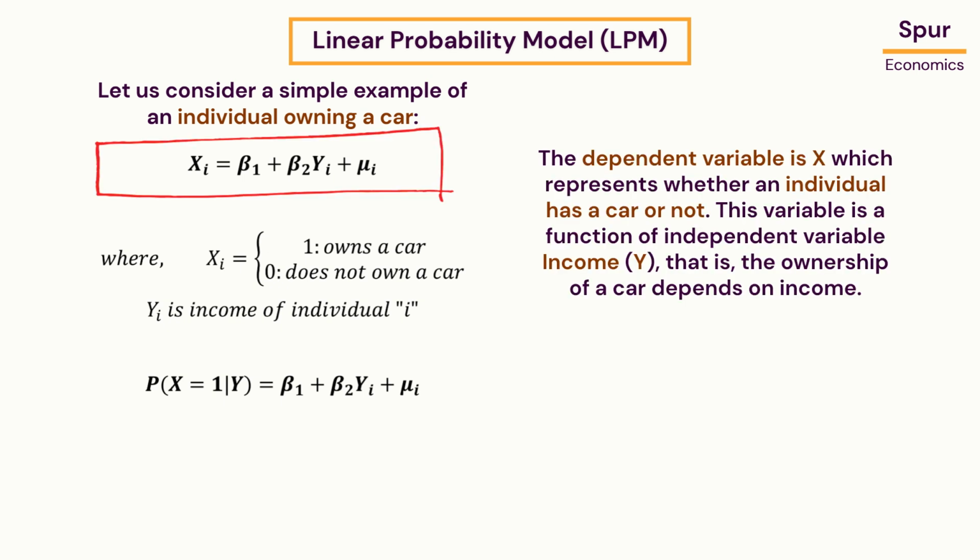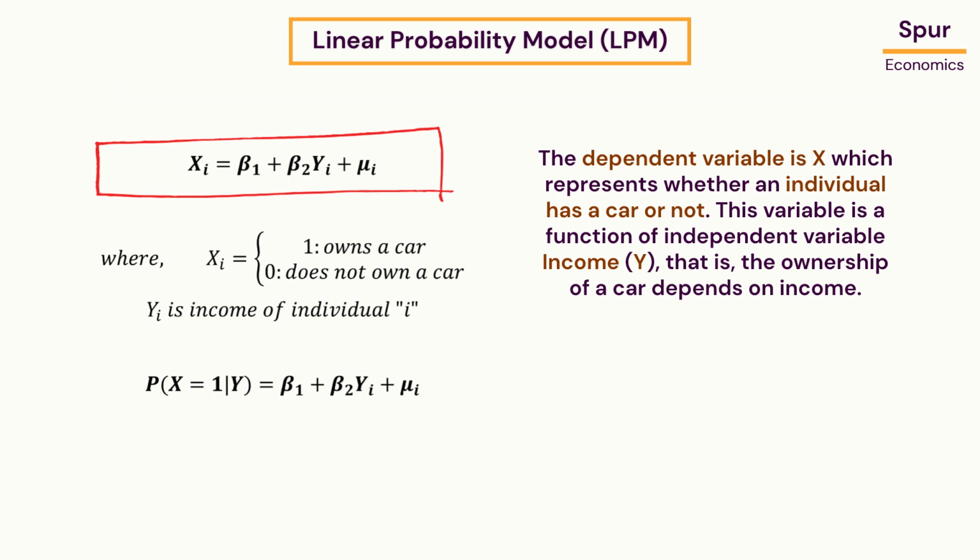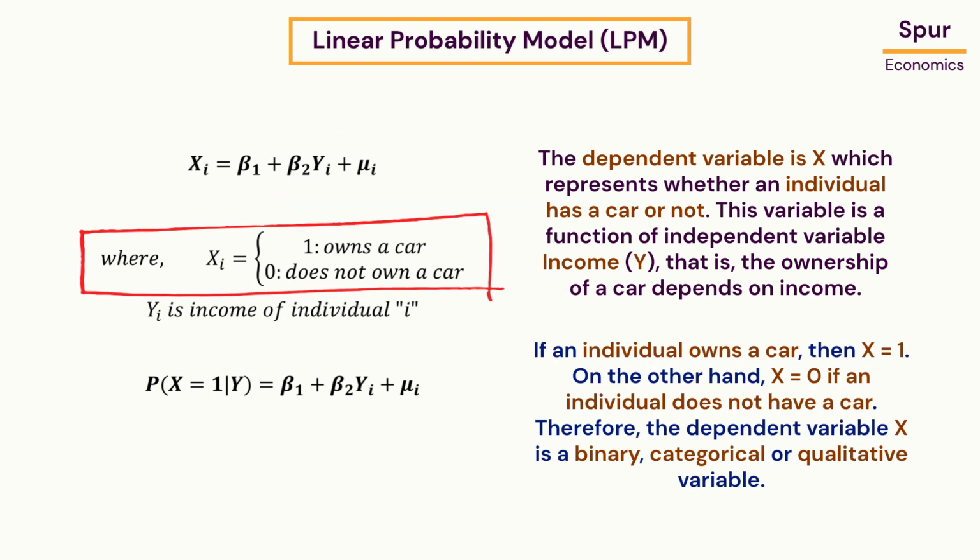In the equation shown here, the dependent variable is x, which represents whether an individual has a car or not. This variable is a function of the independent variable income, that is, the ownership of a car depends on income. If an individual owns a car, then x is equal to 1. On the other hand, x is equal to 0 if an individual does not have a car. Therefore, the dependent variable x is a binary, categorical, or qualitative variable.